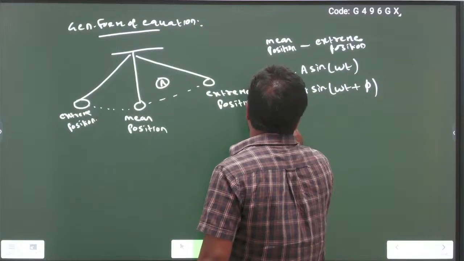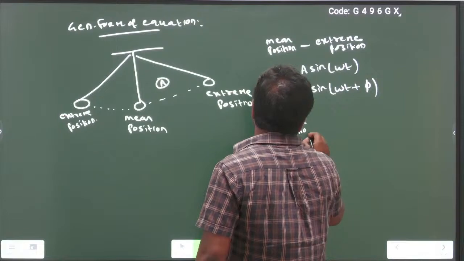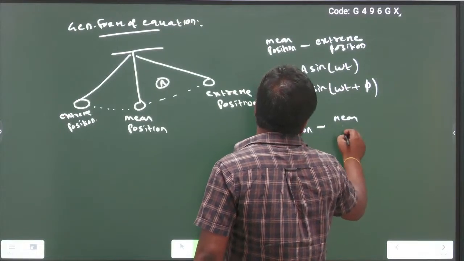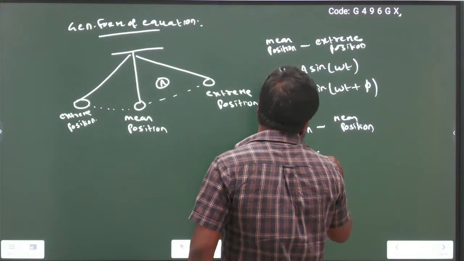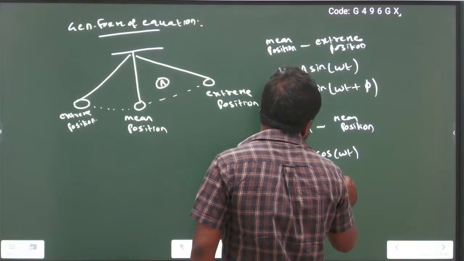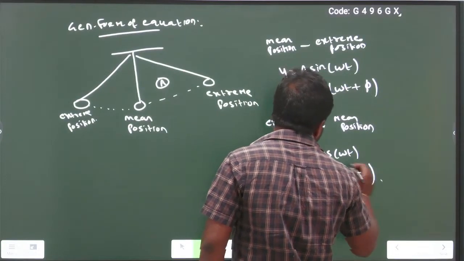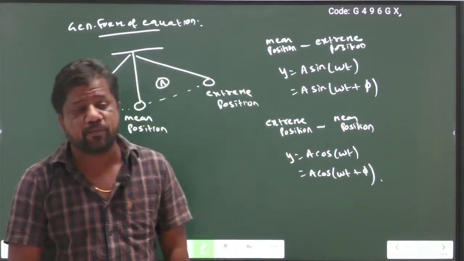If the particle is moving from extreme position to mean position, then y is equal to A cos omega t, otherwise A cos of omega t plus phi. The important thing is that in the exam, everything changes depending on the language of the question.